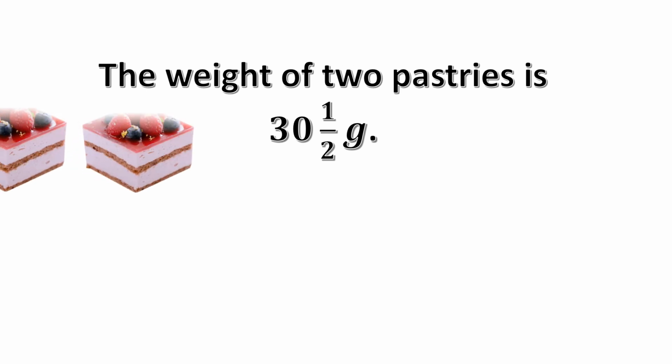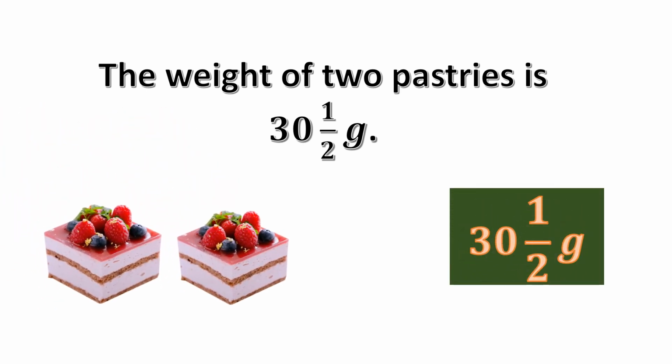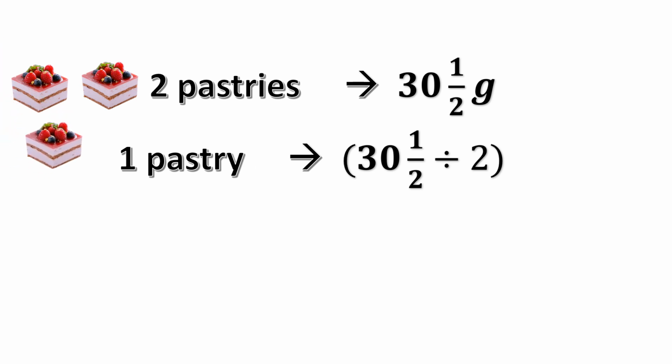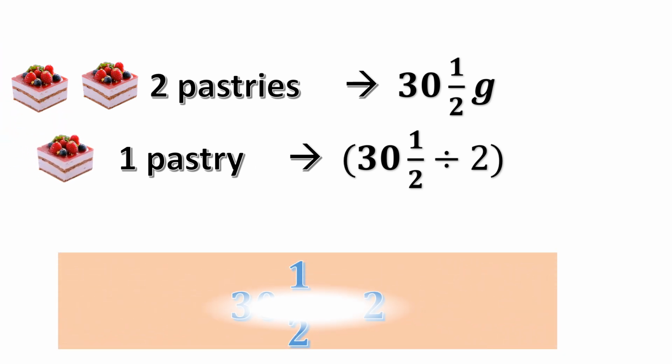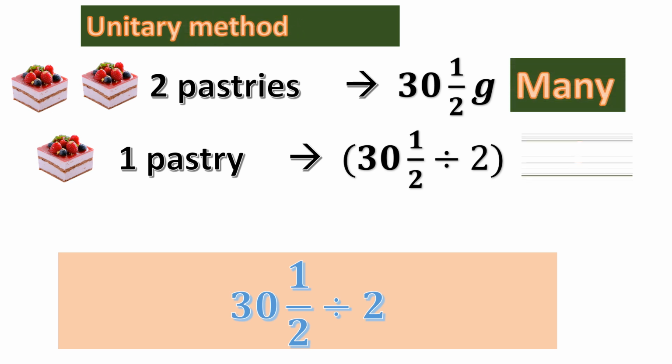What does it mean? It means that there are 2 pastries, the total of which weighs 30.5 gram. So now, if 2 pastries weigh 30.5 gram, what will be the weight of 1 pastry? It will be 30.5 divided by 2. It's the simple unitary method. We are doing many to 1.